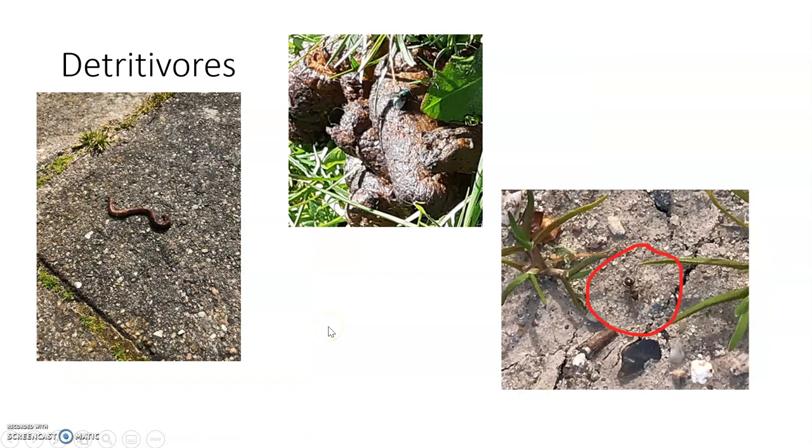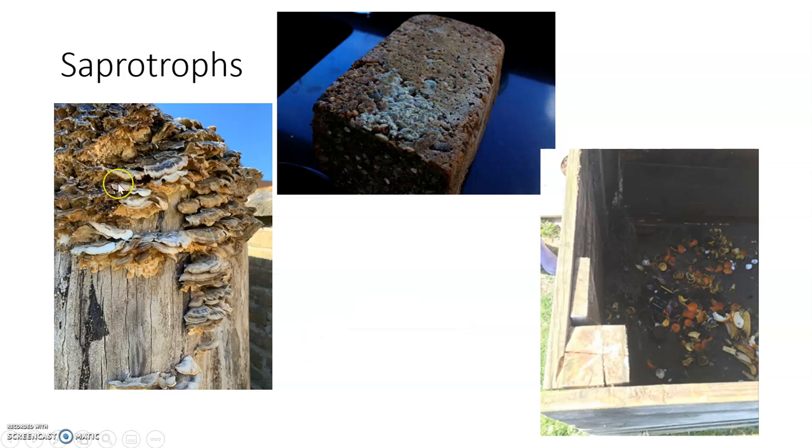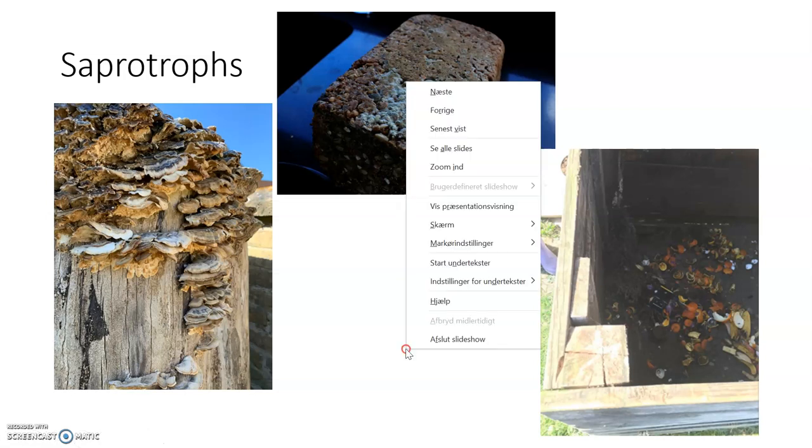And then you've sent in examples of detritivores, an earthworm, and somewhere here there's a fly eating the poop, and here we have an ant. And examples of saprotrophs. Very nice picture of a fungi, and this is mold on a bread. And I imagine that there's lots and lots of bacteria down in this compost container, right? So good examples of saprotrophs.